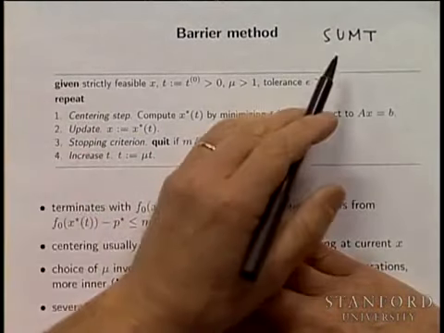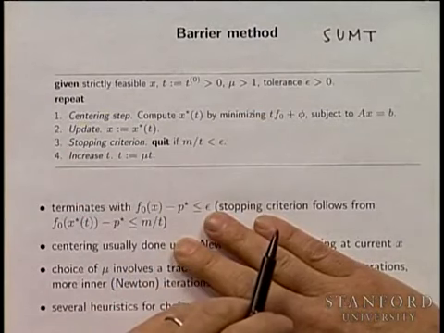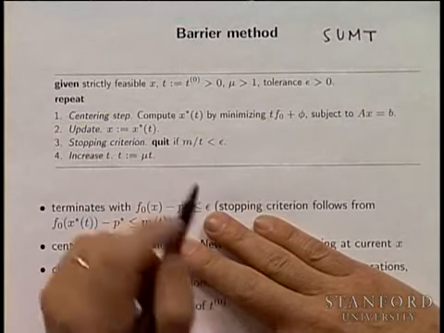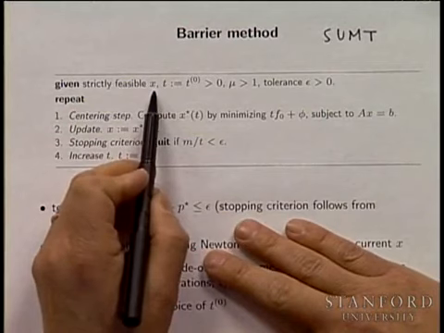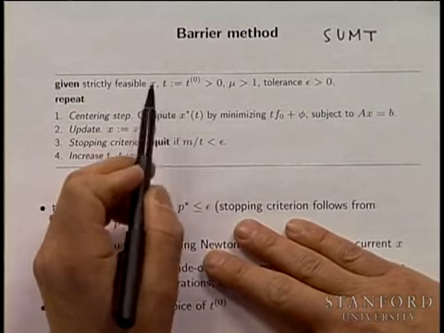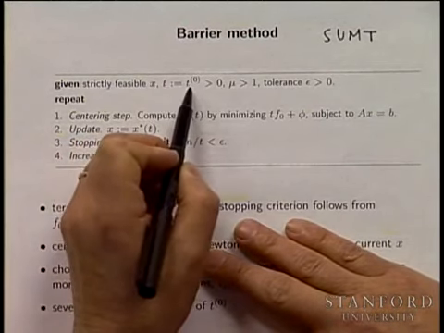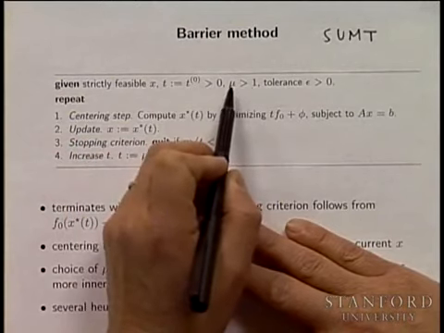Okay, so here it is. It's the barrier method, otherwise known as the SUMT method. It's got other names too. It works like this. Ready? You start with a strictly feasible x. We'll talk about how to get one later. And some initial value of t, which is positive, and some parameter mu, and some tolerance.